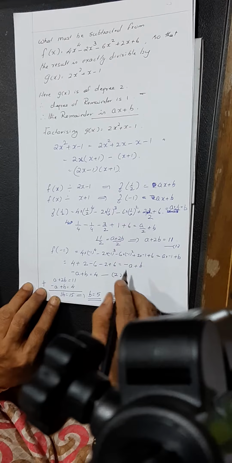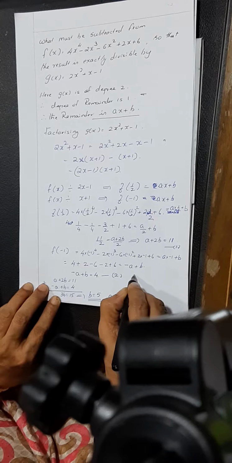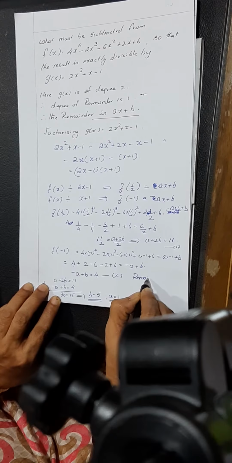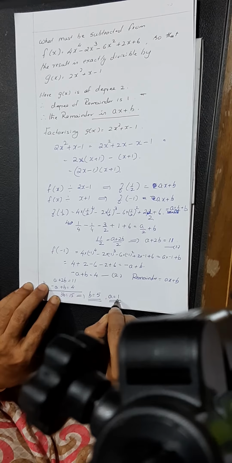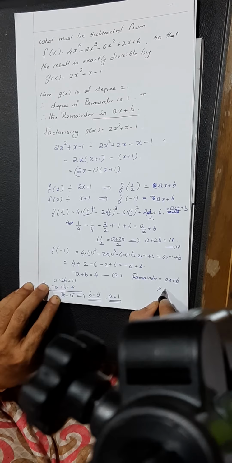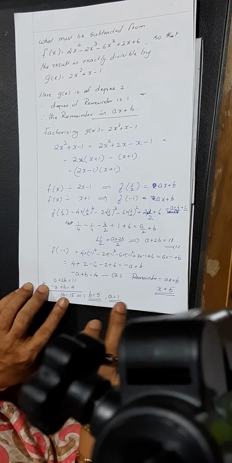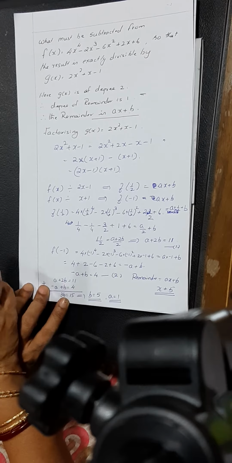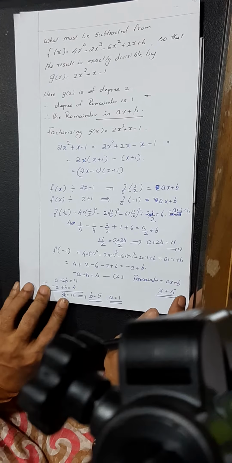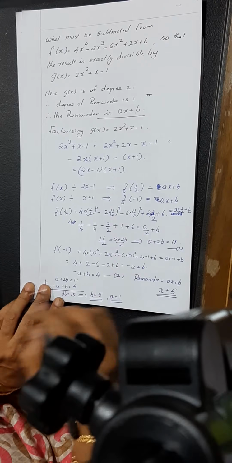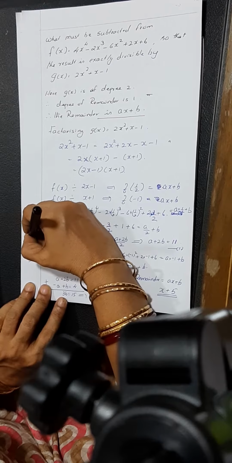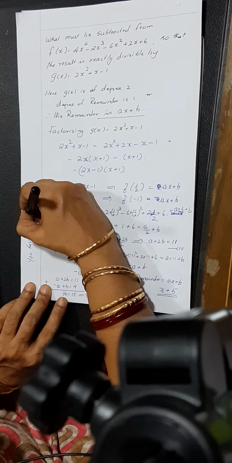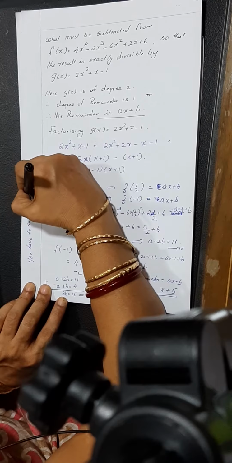So, the remainder will be ax plus b. So, a is 1 and b is 5. So, the remainder is x plus 5. Now you have to subtract this remainder from f of x. So, that polynomial will be exactly divisible by g of x. So, you have to subtract the remainder.